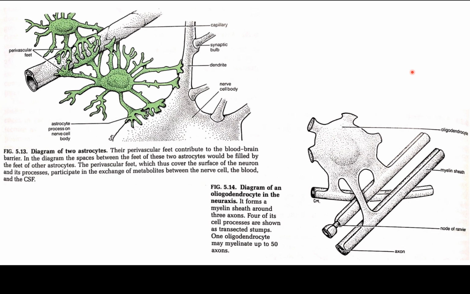Microglia. As their name implies, these are small cells. They function as macrophages and arise from monocytes of the bone marrow. They migrate into the neural axis from the bone marrow.